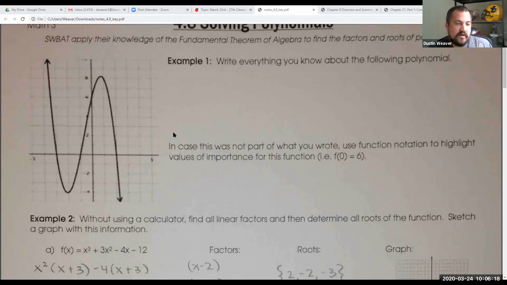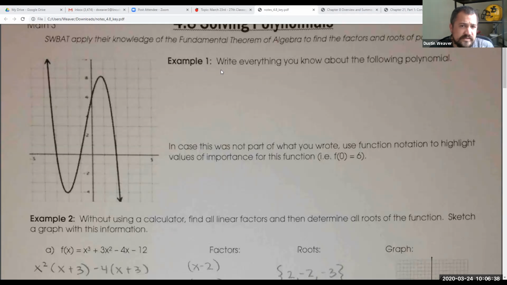So when we talk about a factor or a root or a zero or an x-intercept, we're talking about the same thing. We're talking about solving the polynomial. We're talking about where it crosses the x-axis if we're looking at a graph. We're talking about what makes it equal to zero. We're talking about an equation. That is the things we're talking about here.